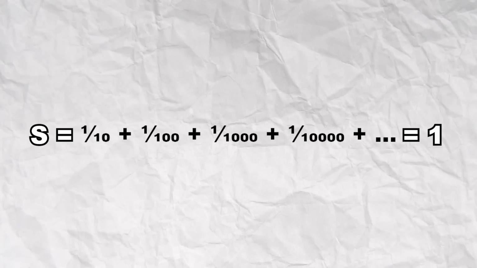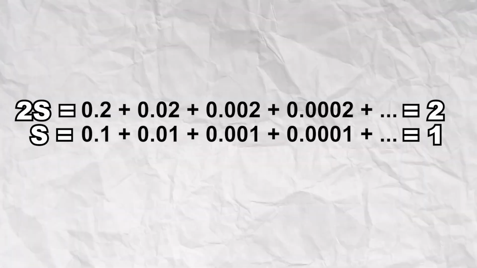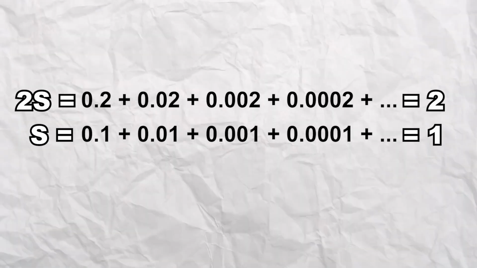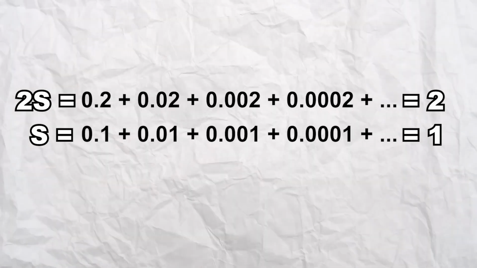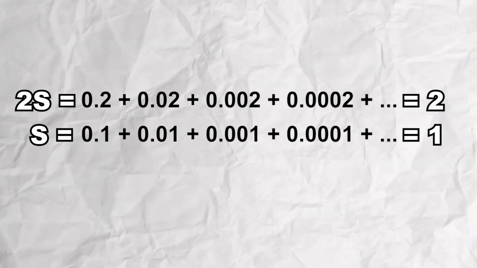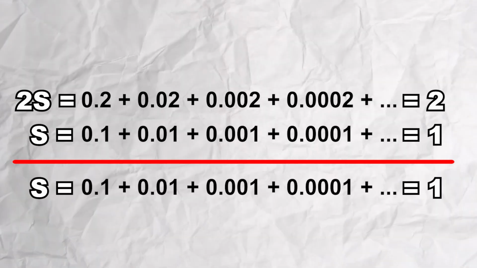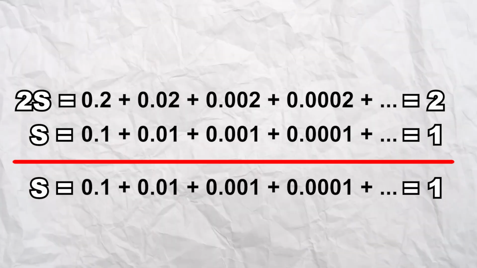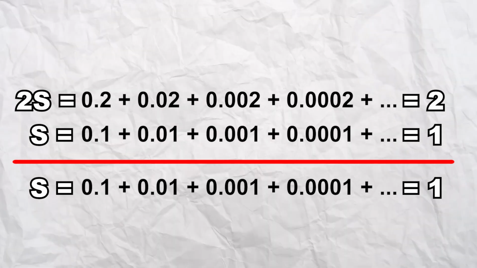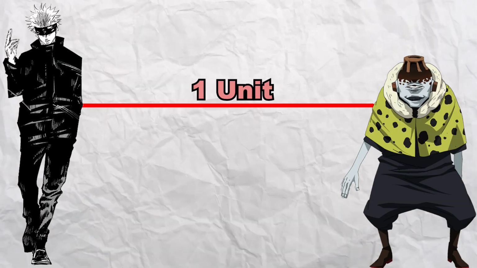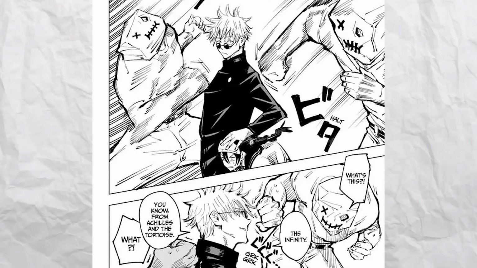I'm going to represent this as decimals, so it's going to be easier to comprehend. When you double this, you get 2S is equal to 0.2 plus 0.02 plus 0.0002 and so on until the final answer is just 2. Now, you subtract these two series, you get the original series, which basically means that this infinite series made by Gojo doesn't approach any definitive value other than that 1 unit of distance between him and Jogo in this example, and so Gojo's movement seems to come to a stop.